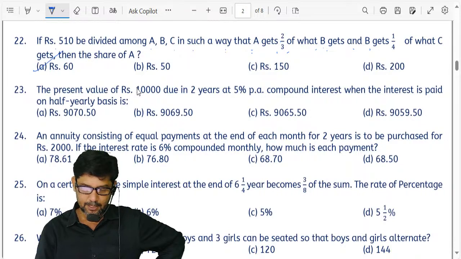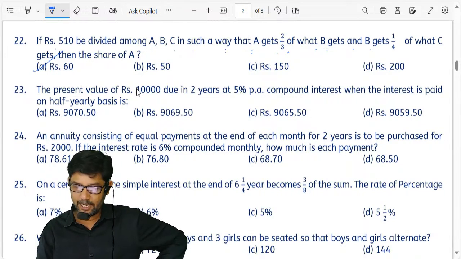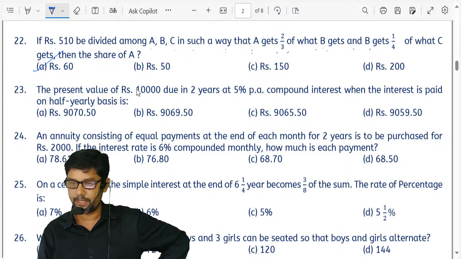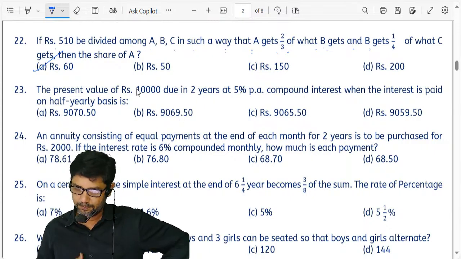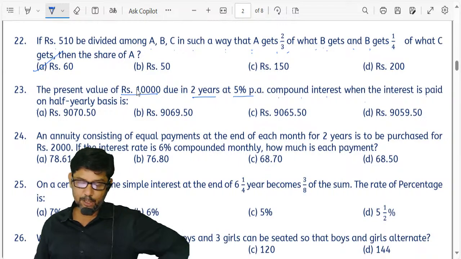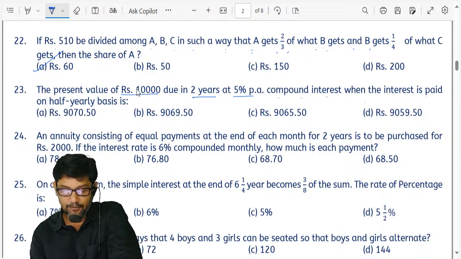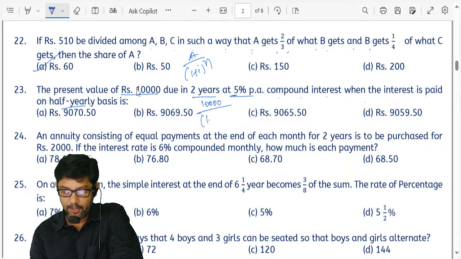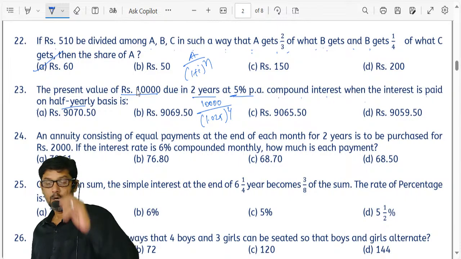Next, MRP said I used a calculator. Very good. Nothing wrong in using a calculator. The present value of 10,000 rupees due in 2 years at 5% per annum compound interest, when the interest is paid on a half yearly basis. Can you please find out, my dear? Present value of 10,000 is A by (1 plus i) whole power n. So here it is half yearly basis. 10,000 divided by 1 plus 0.025, 1.025 whole power 4. Can you please calculate this?